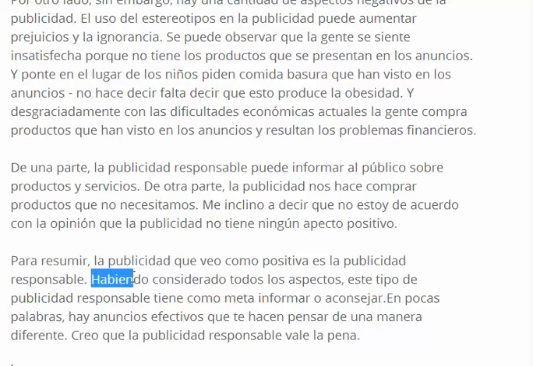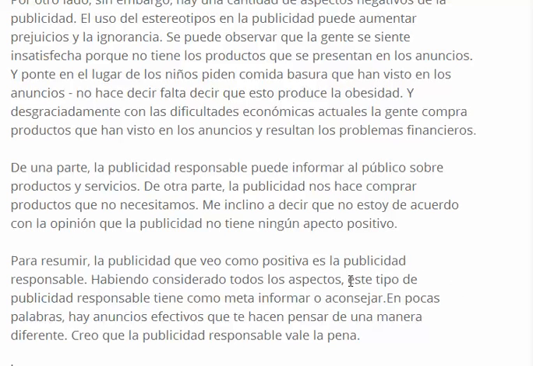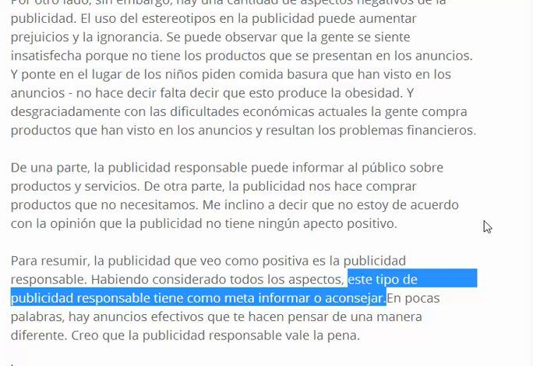And I then just pick out a nice advanced expression, habiendo considerado, having considered all the aspects. That is you moving into academic, intellectual writing. It sounds good in English, and it sounds equally good in Spanish. Having considered all the aspects, I then make a generalized comment, which again is straight from the textbook and from Caboodle.